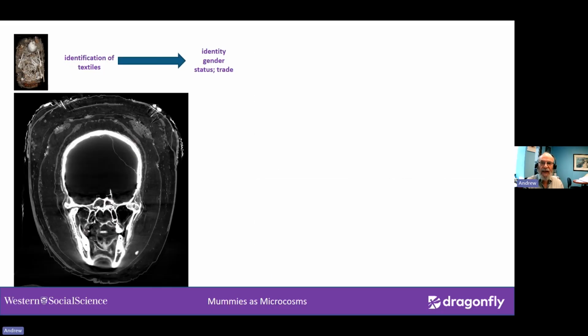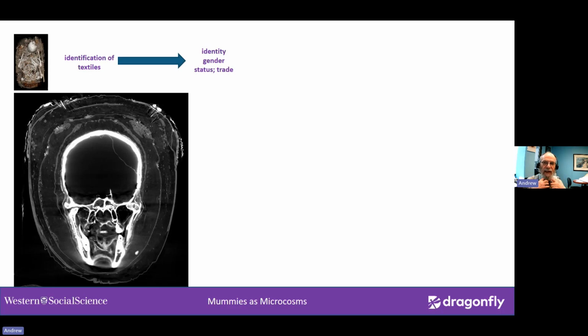And then finally, identification of textiles. Textiles are a big part of the bundle, and trying to understand how the bundle is constructed is something that we're really interested in doing a better job of. What you can see there clearly is that there are multiple layers of textiles around the head. The head is often wrapped separately from the rest of the bundle.